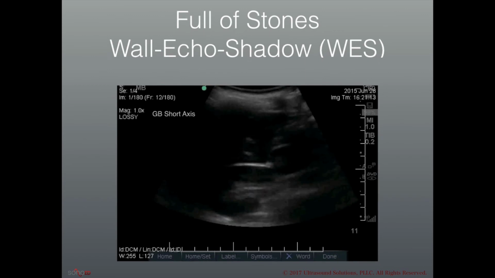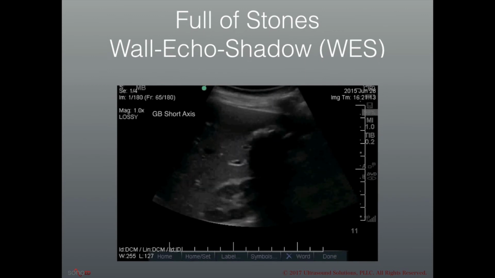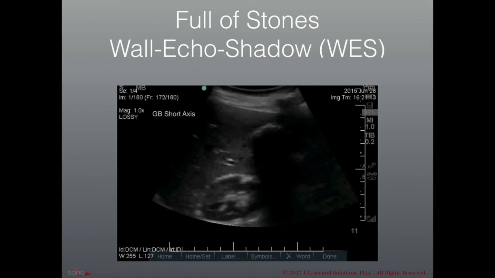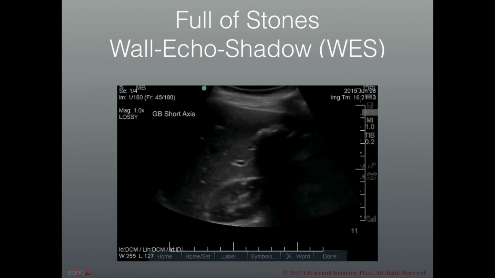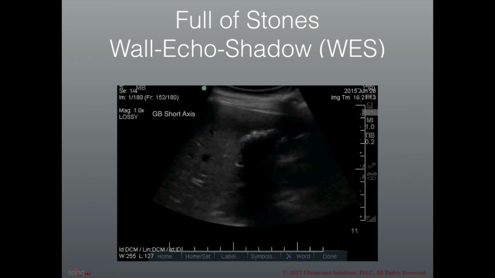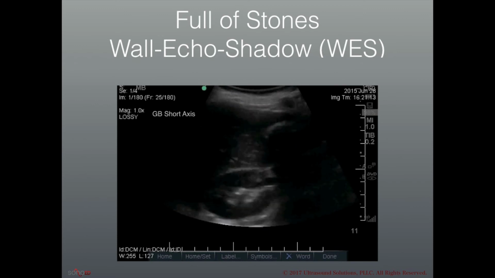Now I'm going to play that same video in short axis. You'll see we've rotated our probe, and now we're scanning from the fundus of the gallbladder down towards the portal triad. But again, we have that same appearance of wall, echo, shadow, but we're able to confirm it's the gallbladder because of its relationship to the portal triad.